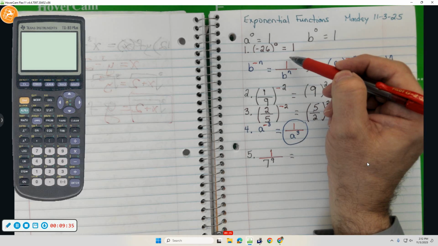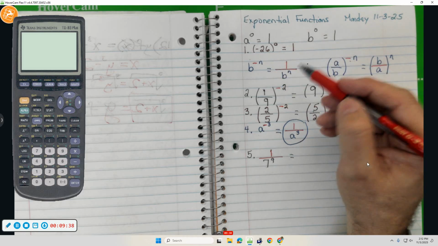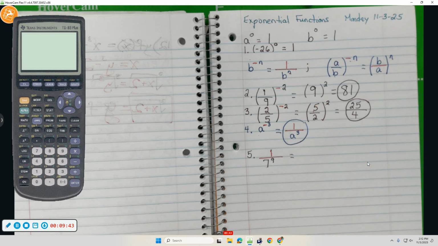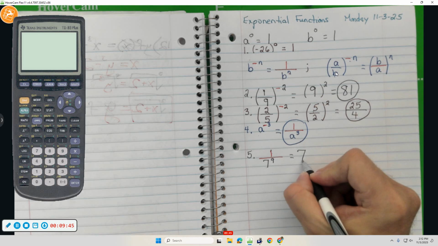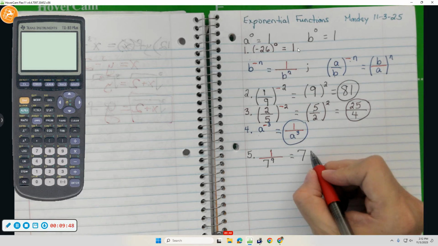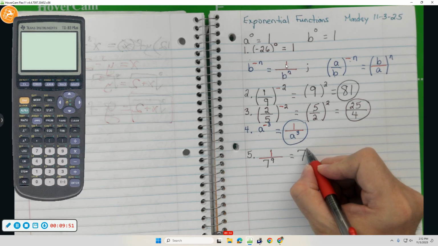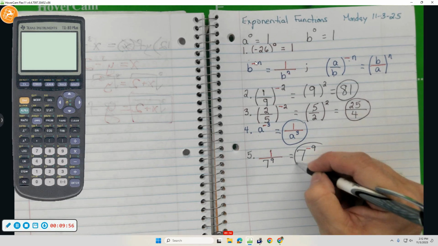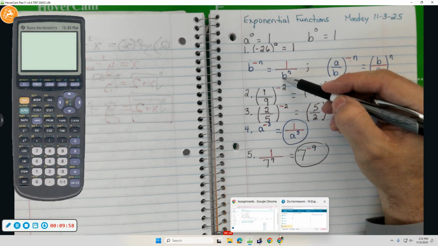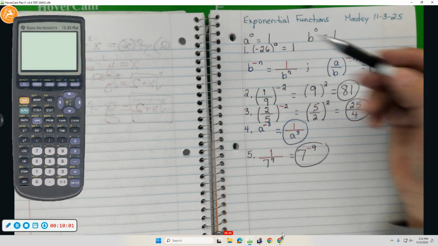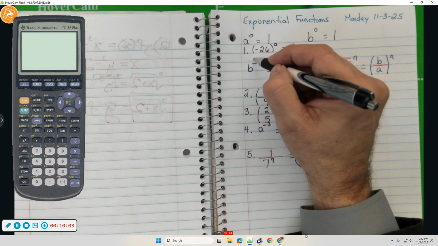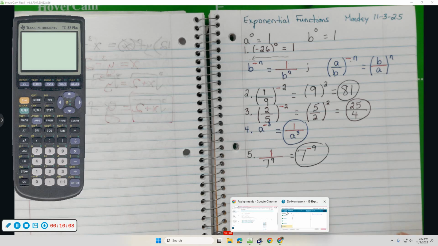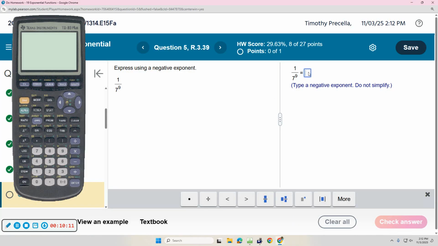So looking at this rule in reverse, 1 over 7 to the 9th is the same thing as 7. What am I going to write as the exponent? Negative 9. Now see how I'm using that rule in reverse. 1 over b to the n is b to the negative n. I'm reading it in reverse like that. Okay? So 7 to the negative 9.